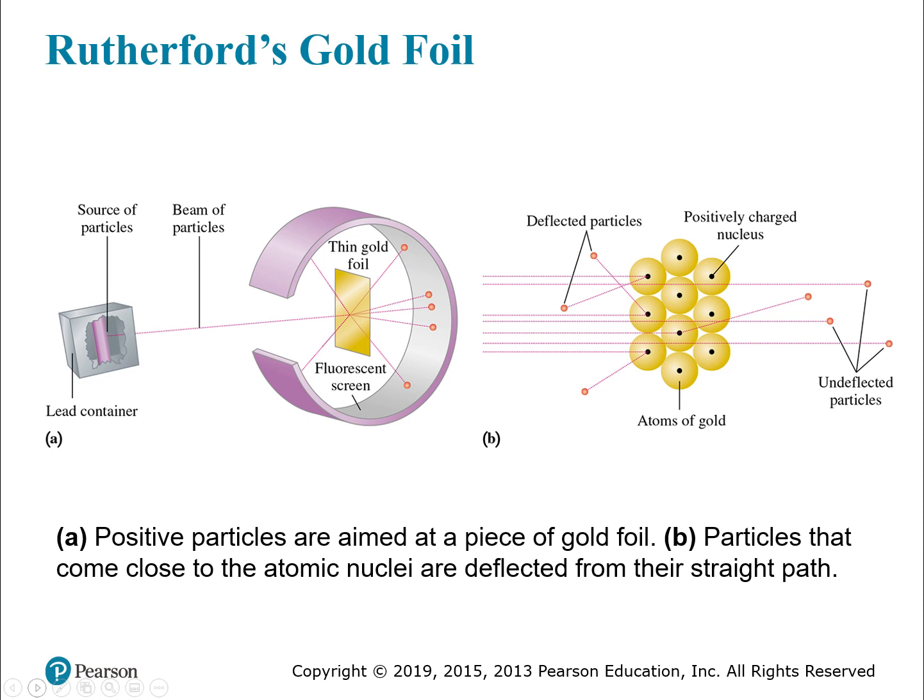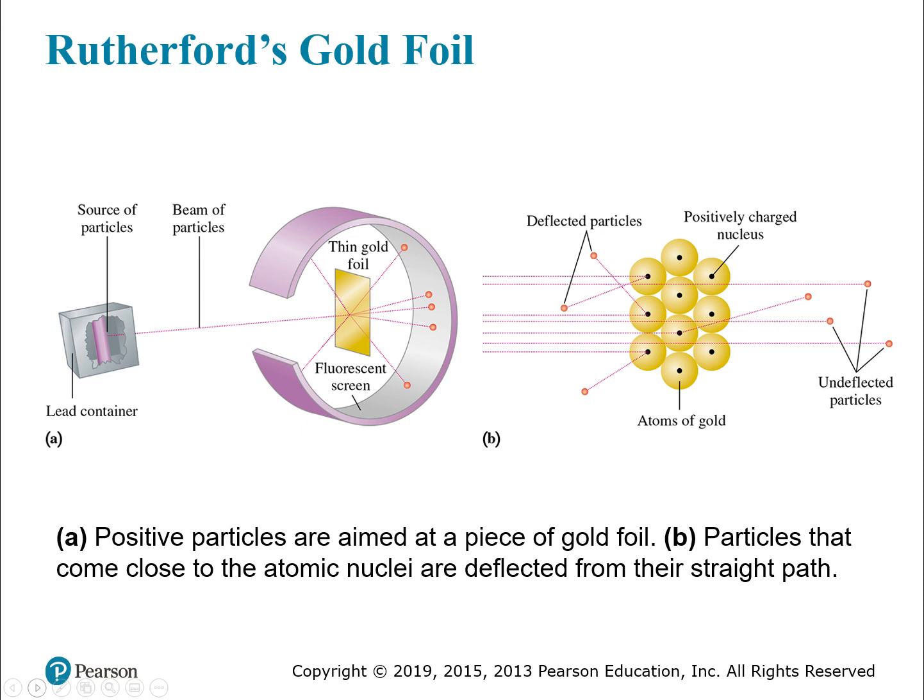If the plum pudding model is correct, then I should be able to shoot particles at thin gold foil, which is just gold atoms, right? And all of those particles should just go straight through. And that would be evidence that the plum pudding model is correct, because the plum pudding model says there's just empty space and these teeny tiny little electrons. So that's what he did.